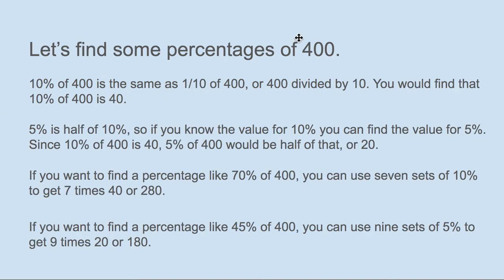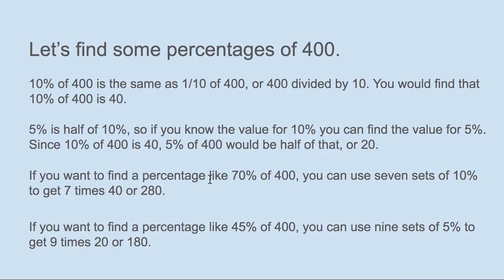Finding some other percentages of 400, 10% of 400 is the same as 1/10 of 400, or 400 divided by 10. You will find that 10% of 400 is 40. 5% is half of 10%, so if you know the value for 10%, you can find the value for 5% by cutting in half. Since 10% of 400 is 40, 5% of 400 would be half of that, or 20.